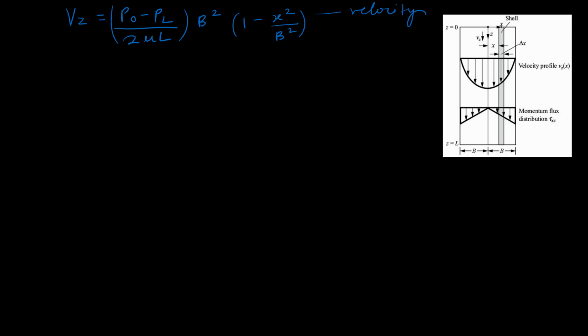So velocity profile Vz equals to P0 minus PL upon 2 mu L, b square into 1 minus x square upon b square. So this is the velocity profile, by putting the value of C2.